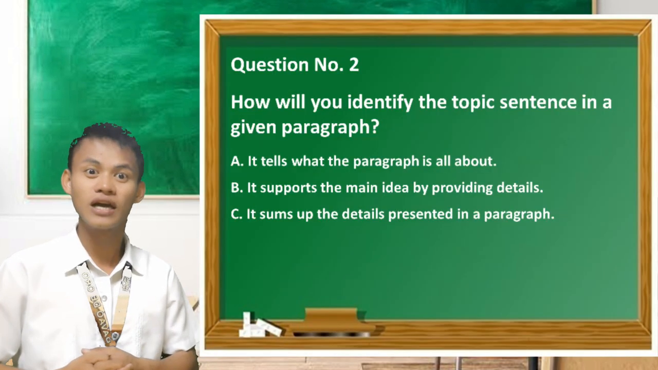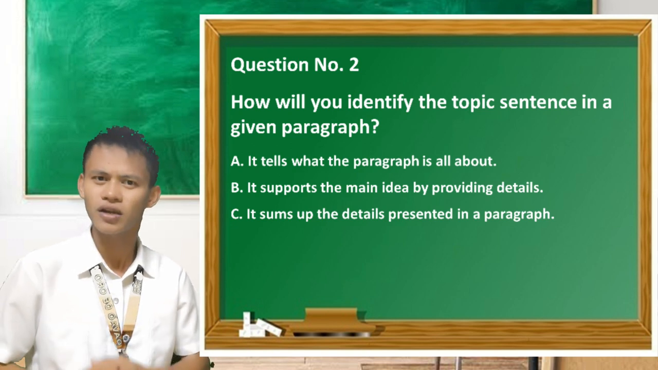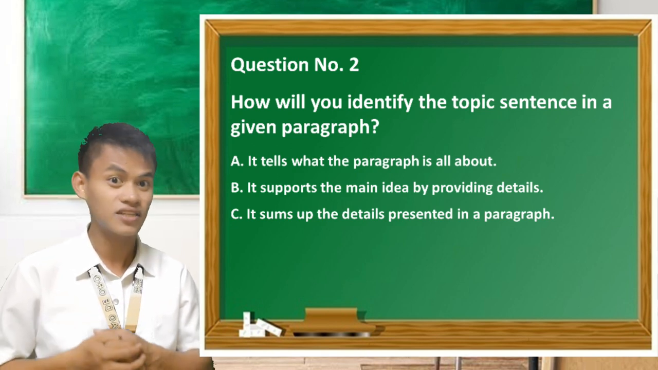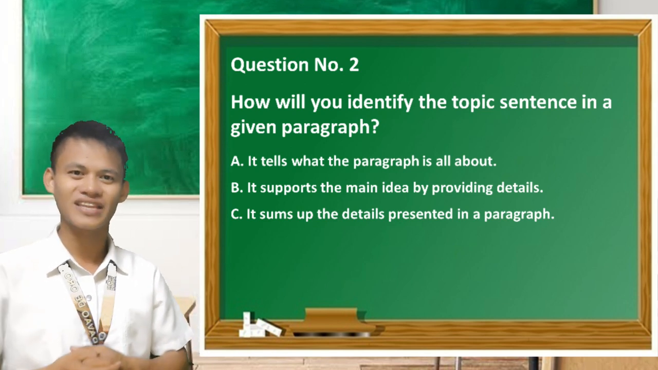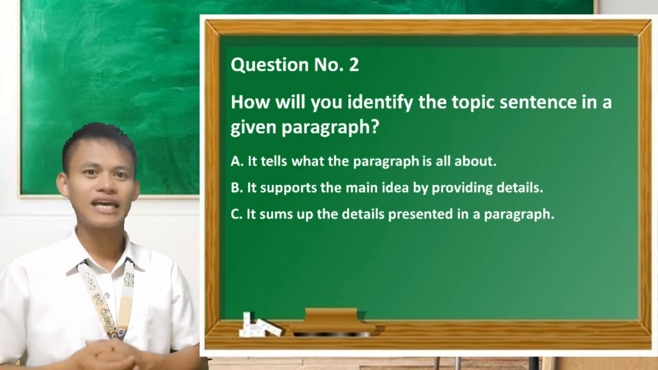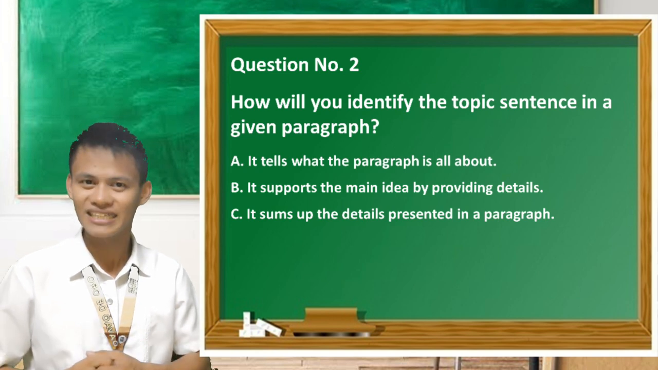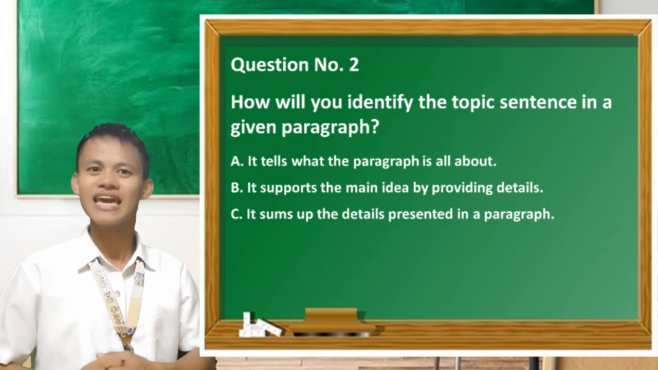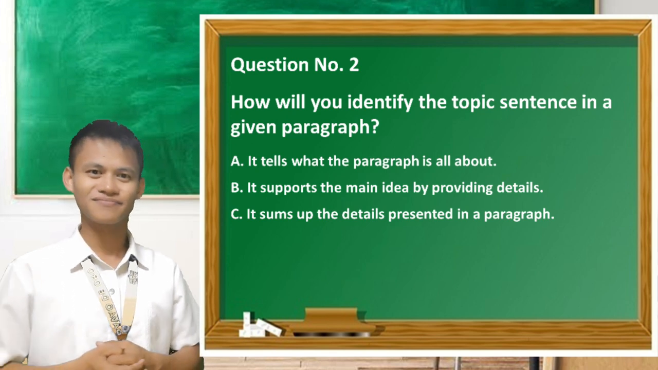Question number 2. How will you identify the topic sentence in a given paragraph? Letter A, it tells what the paragraph is all about. Letter B, it supports the main idea by providing details. Letter C, it sums up the details presented in a paragraph.